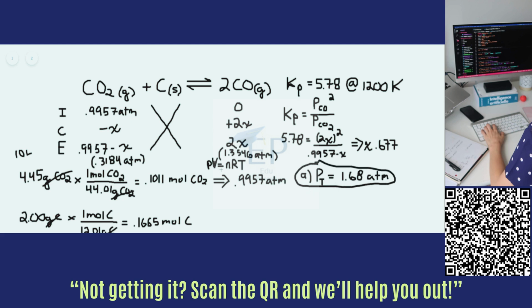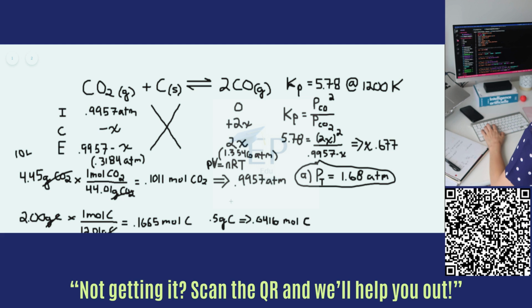This is the total pressure of both gases at equilibrium that we found based on the initial amounts of two of the reactants. Part B says, what if the presence of the graphite was only present at 0.5 grams, so not 2 grams. We could redo this, 0.5 grams of carbon. I'm not going to write out the fraction, but this is equal to 0.0416 moles of carbon.